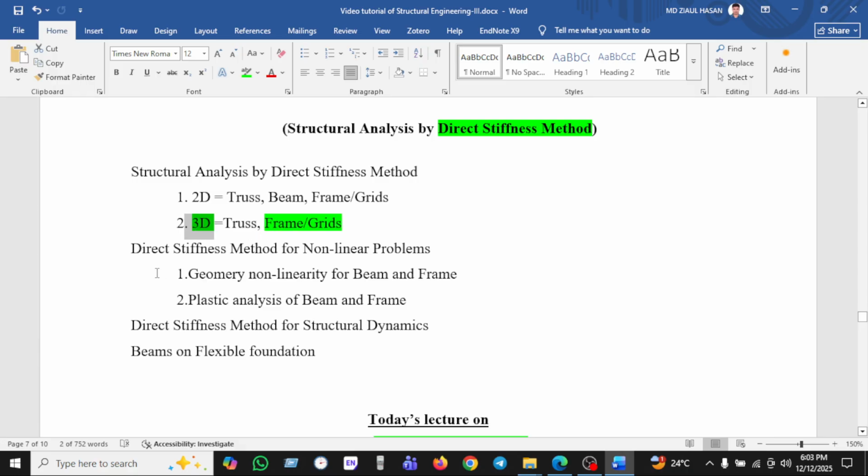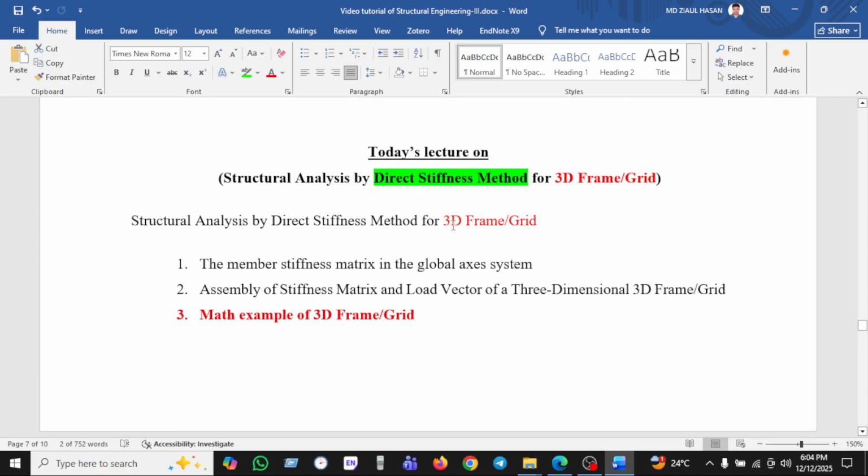There are several other topics related to the direct stiffness method, from non-linear problems such as geometric non-linearity of beam and frame, and plastic analysis of beam and frame. Another is the direct stiffness method for structural dynamics. Today we will go to the 3D frame analysis by direct stiffness method. Okay, let's start.